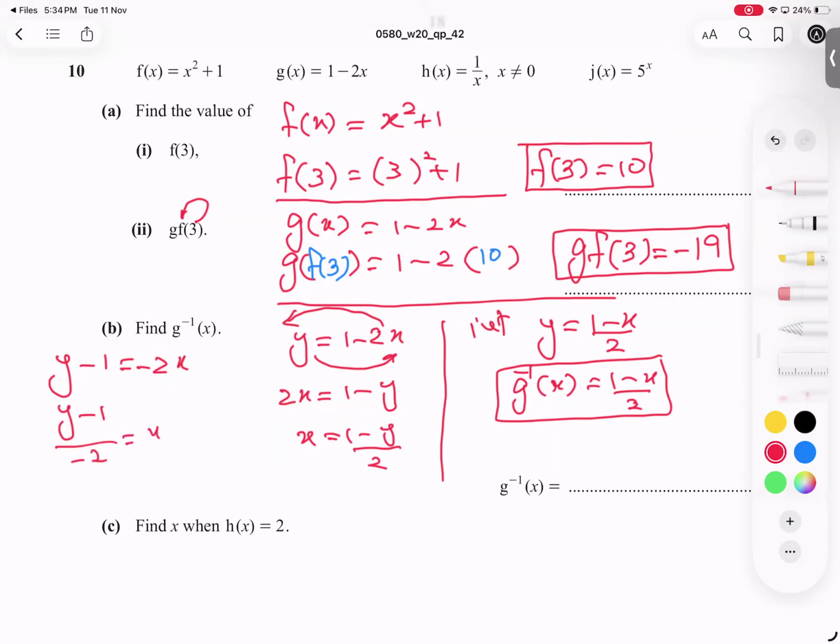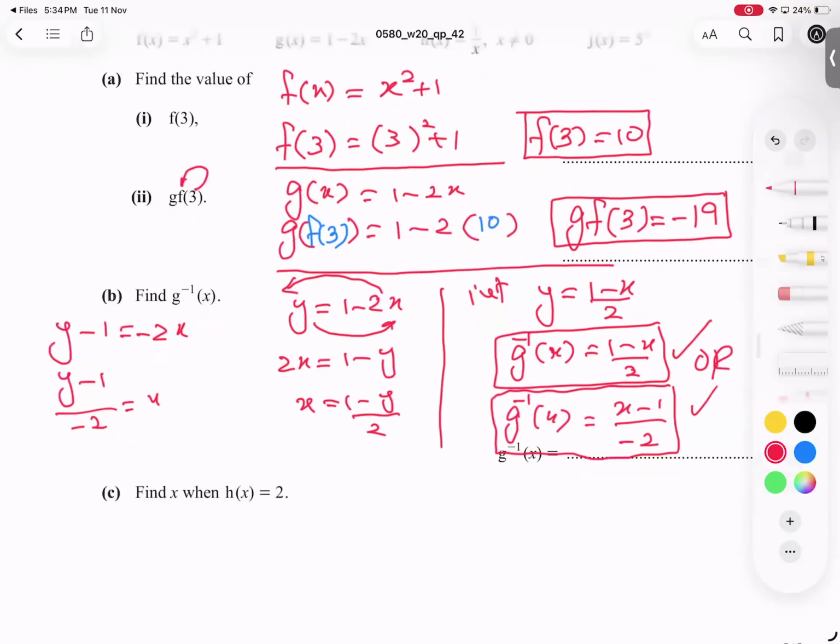Now interchange. So the second answer, which we can have, I'm writing here. The answer is x minus 1 over negative 2. So whether you get the upper answer or the lower answer, both are correct. You will not lose marks even with the second way.